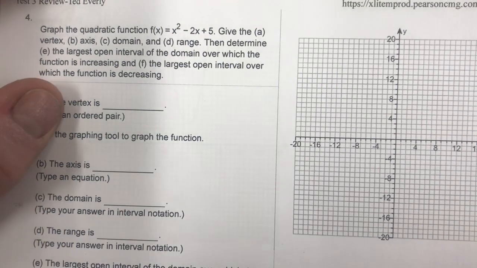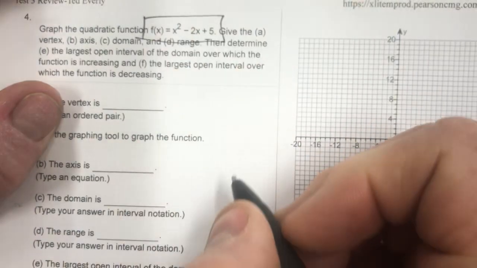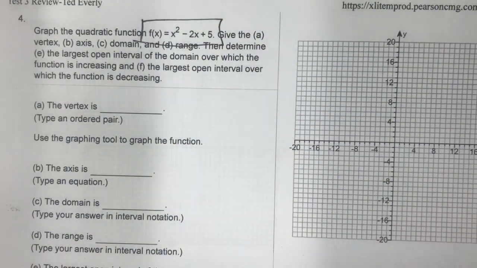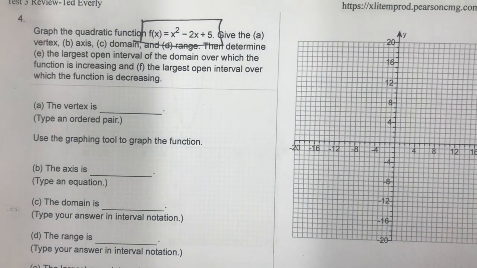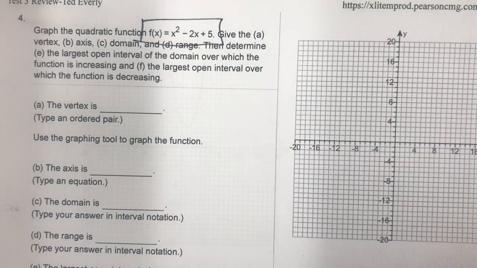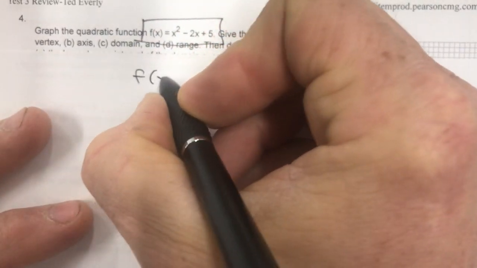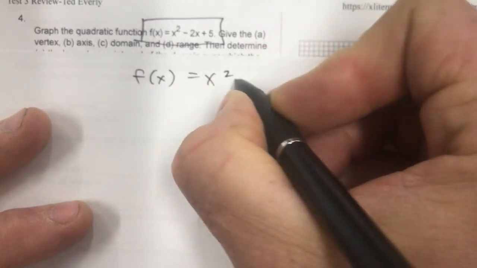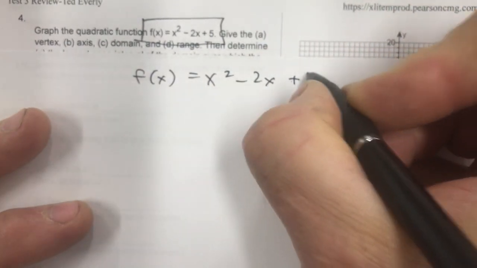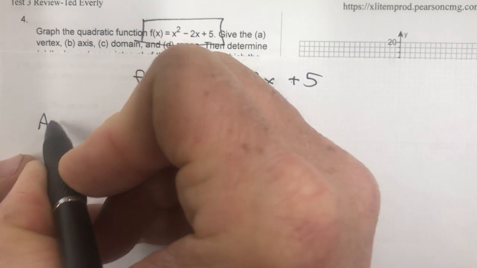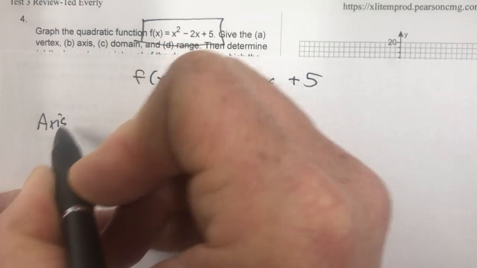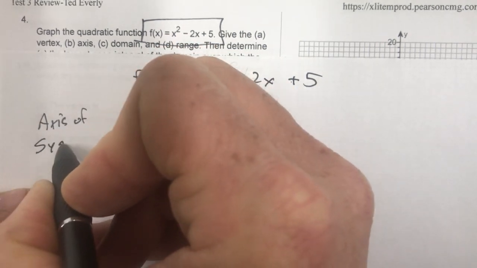All right, now, here's one that's not vertex form. Let me bring this paper back over here. We've got the function f of x equals x squared minus 2x plus 5. Okay, now the axis of symmetry.